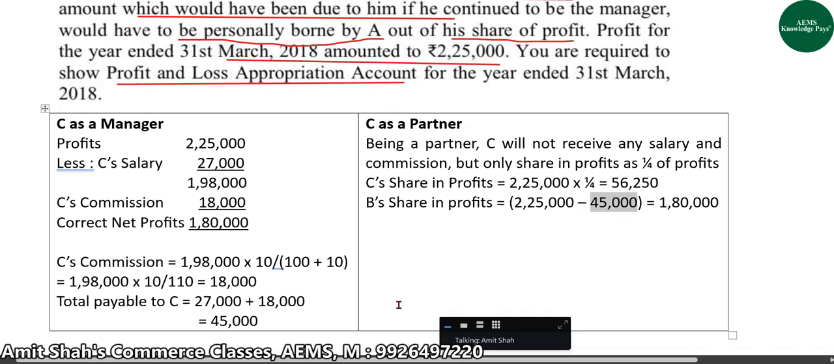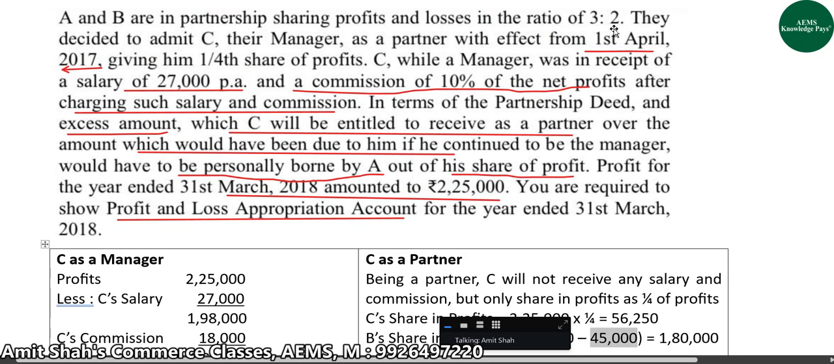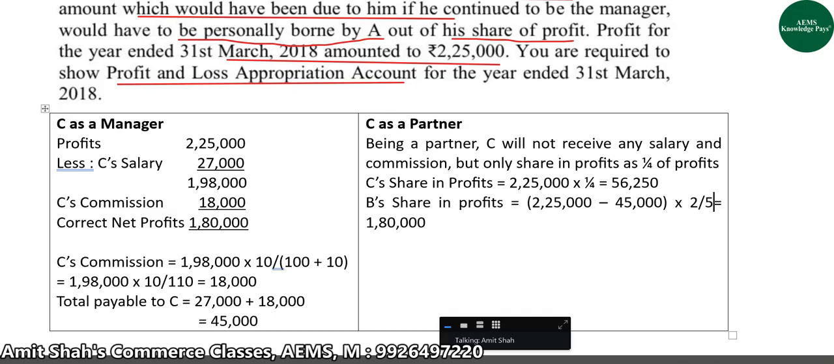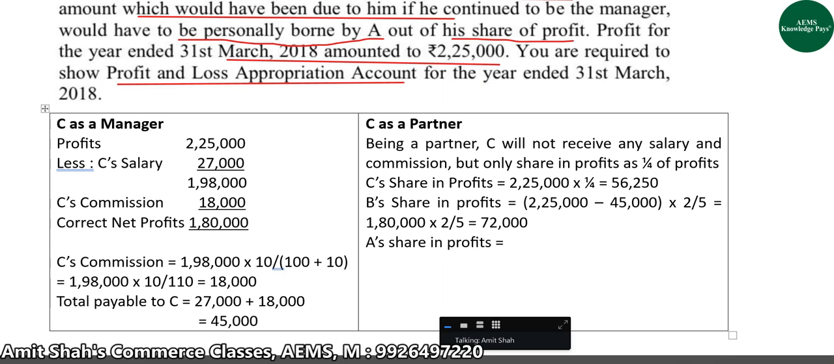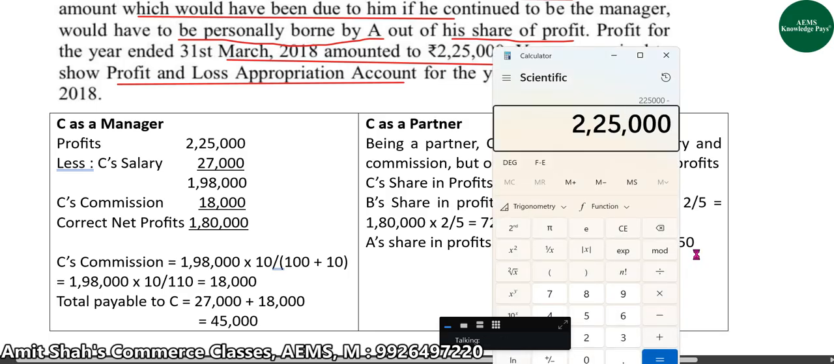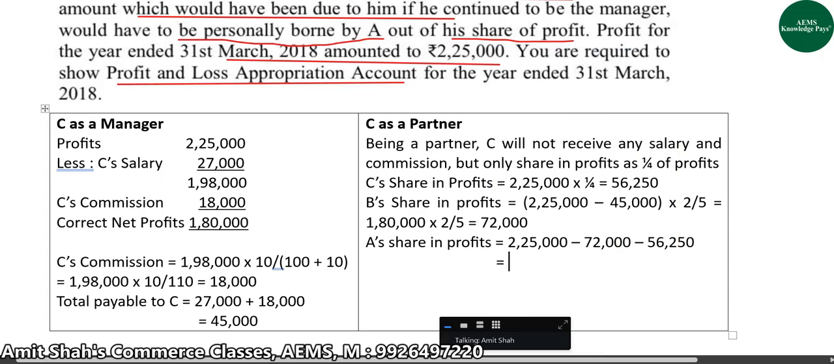Means after giving salary and commission of rupees 45,000 to C, whatsoever profit is available, in that A and B will be sharing profits in 3:2. So B's share would be 2/5 of it. That is 1,80,000 into 2/5 means 72,000. So B's share in profits would be 72,000 and A's share in profits would be the remaining one. That is 2,25,000 minus how much we have given to B, 72,000, minus how much we are giving to C, 56,250. Right? And that comes to 2,25,000 minus 72,000 minus 56,250 is 96,750.